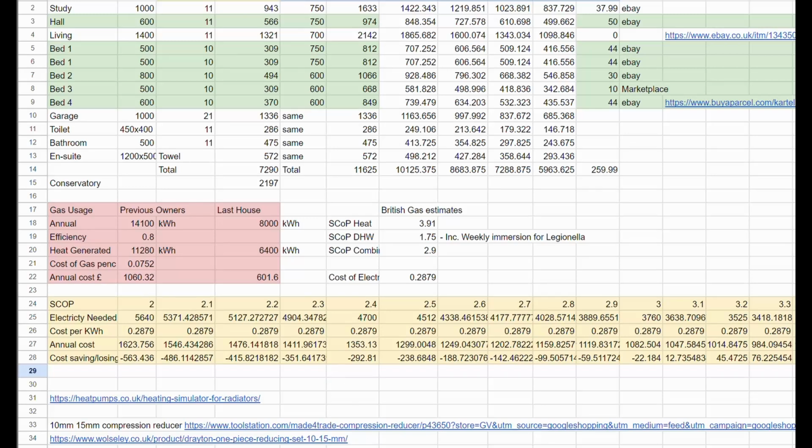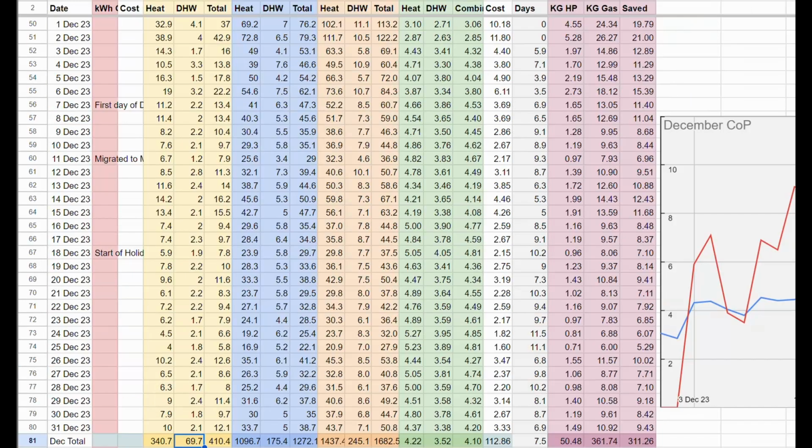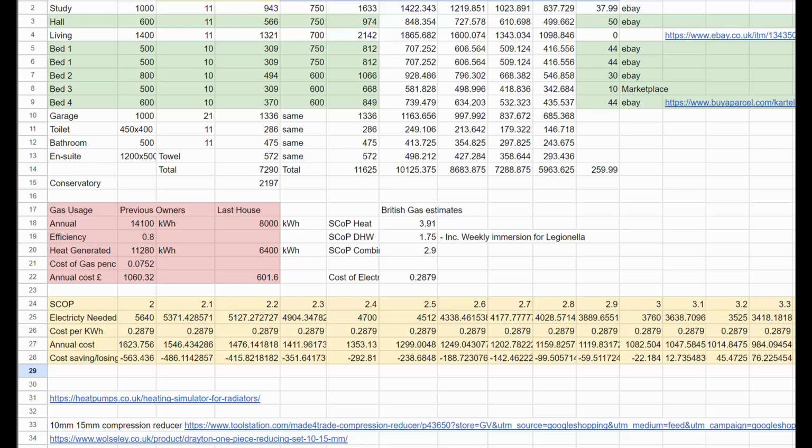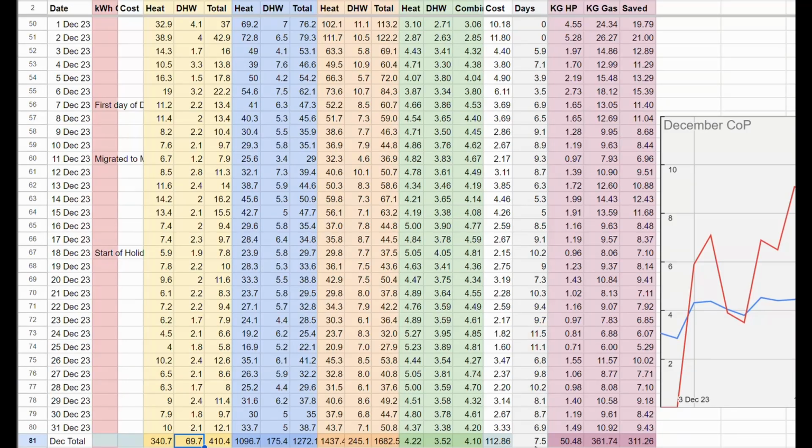I hope this is helpful, and I hope this will dispel some myths that it is both financially beneficial in terms of running costs for a boiler, and that it is also environmentally an absolute no-brainer. 311 kilograms in 1 month. I'll be interested to see how we do in January.